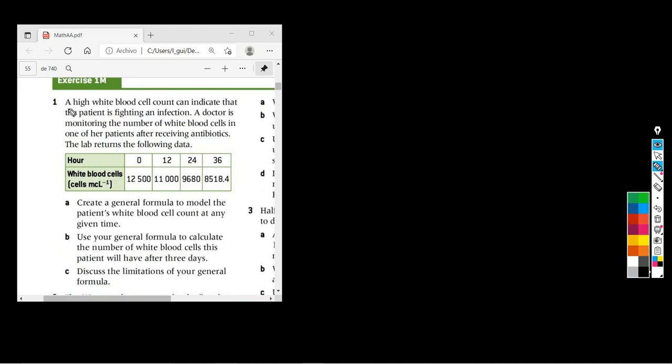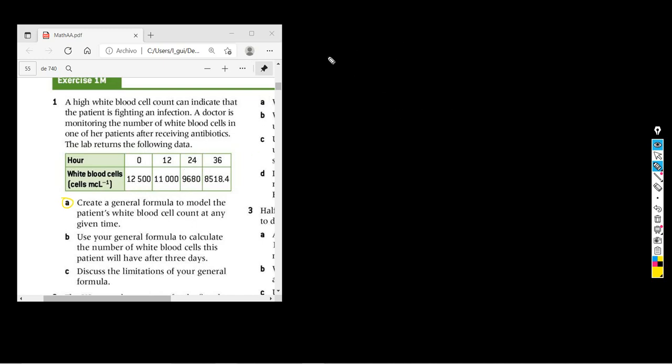We have the following: a high white blood cell count. A high white blood cell count can indicate that the patient is fighting an infection. A doctor is monitoring the number of white blood cells in one of her patients after receiving antibiotics. The lab returns the following data: hour 0, 12, 24, 36, and this is the white blood cells count accordingly. And we're asked these three questions. Okay, so the first question says the following: create a general formula to model the patient's white blood cell count at any given time. Okay then, so we have to analyze this table.